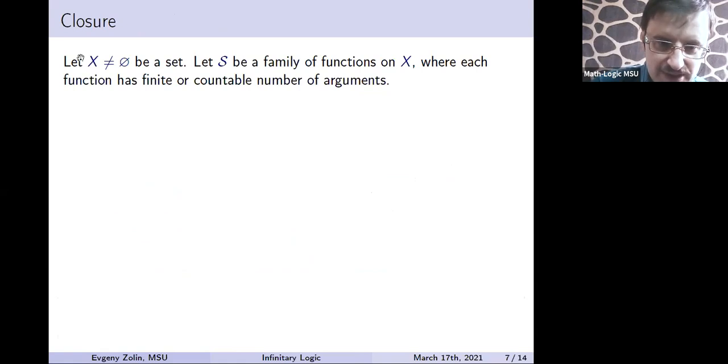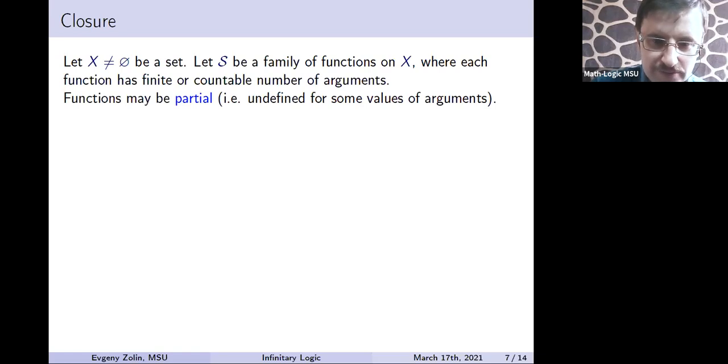So if we have an arbitrary set X and we have an arbitrary set S of functions on X, but functions that can have 1, 2, 3 arguments and even infinitely many arguments, but only at most countable number of arguments. And moreover, we will consider even functions that are partial. They may be undefined for some elements of X. We already know examples of functions like this. For example, modus ponens.